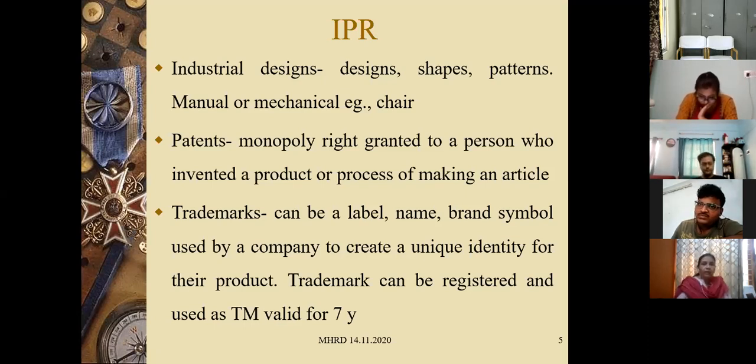And the company does this to create a unique identity for the product. So a trademark is registered and it is used as TM, a short form of trademark. You can see there will always be a circle like that and a small TM in the superscript. And the trademark which the company has applied will be valid for 7 years, and again they will have to renew that. It is like creating a monopoly, saying that nobody should infringe and they should not use that symbol for any of their product.